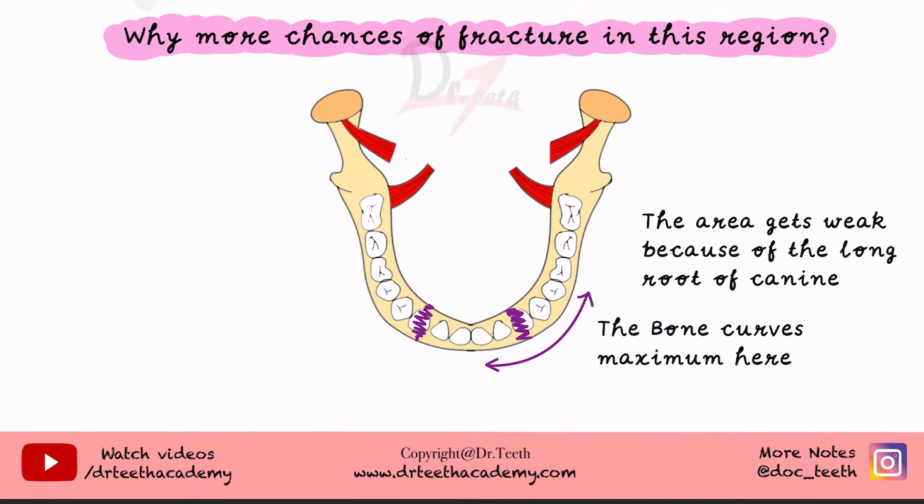Now what if the fracture is in the canine region? First of all, a question is why we have more chances of fracture in the canine region. See, first of all, in this area you can see the bone has a sharp curve here. That is, the bone curves maximum here. So that makes it prone to fracture, and also the area gets weak because of the long root of the canine. We have seen in the starting that the canine can have the longest root, and such a long root can make the bone weak.